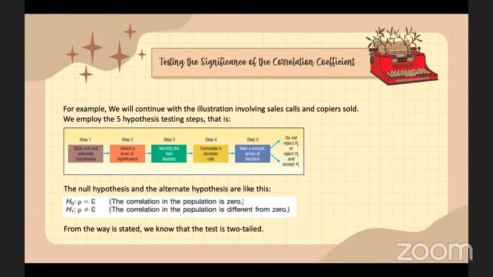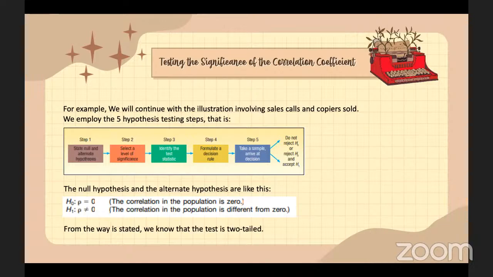For example, we will continue with the illustration involving sales calls and copiers sold. We employ the 5 hypothesis testing steps. Step 1, state the null and alternate hypothesis. Step 2, select a level of significance. Step 3, identify the test statistic. Step 4, formulate a decision rule. And then step 5, take a sample and arrive at a decision.